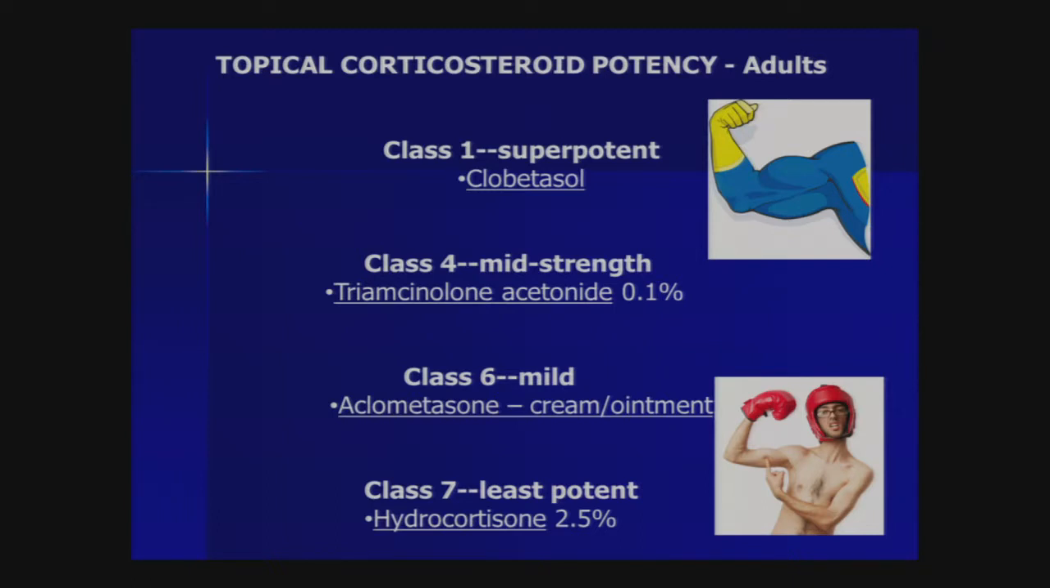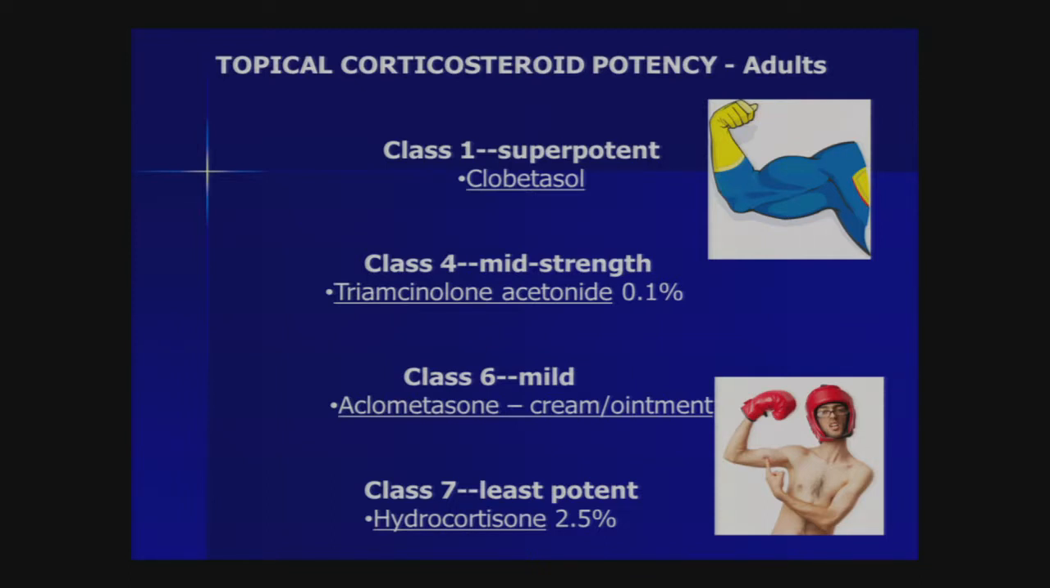So for your class 1, your super potent is clobetasol, although recently insurance is not liking to cover that one. They go between that and, 1 month they will, 1 month they won't. So you want to have a backup plan. Typically mine's Diprolene ointment, but it's kind of a side note.